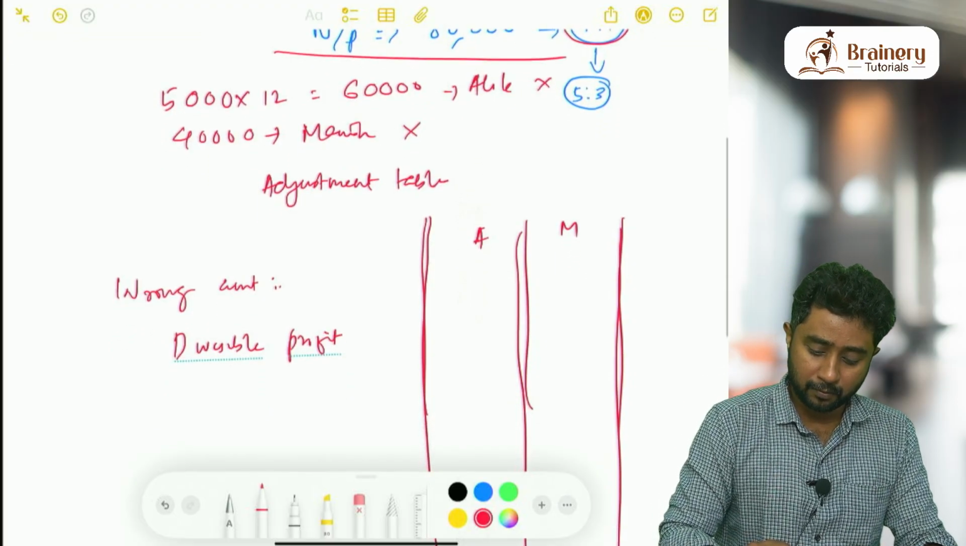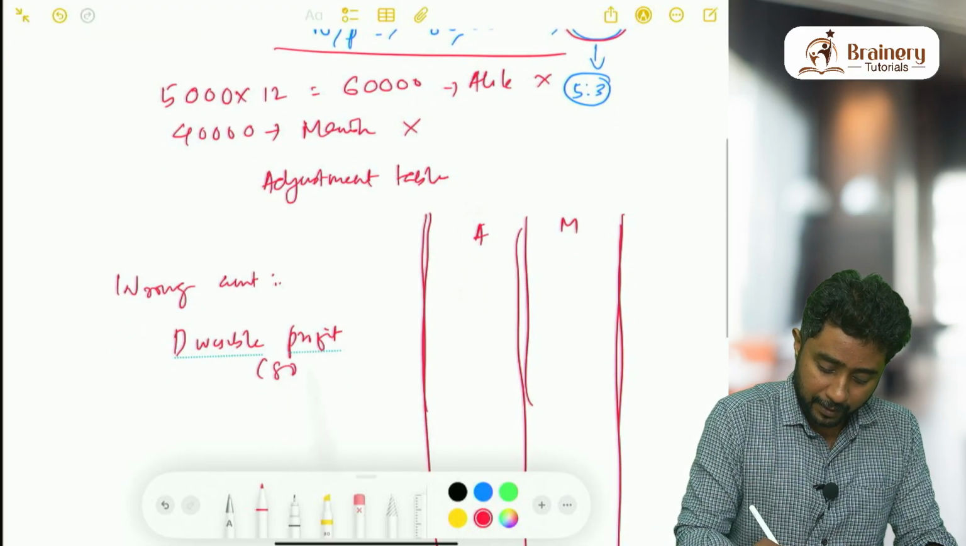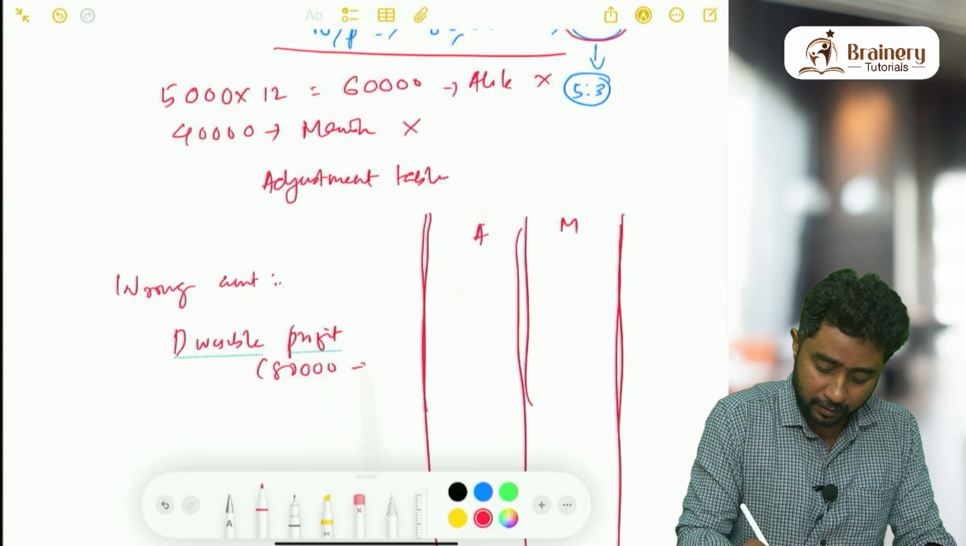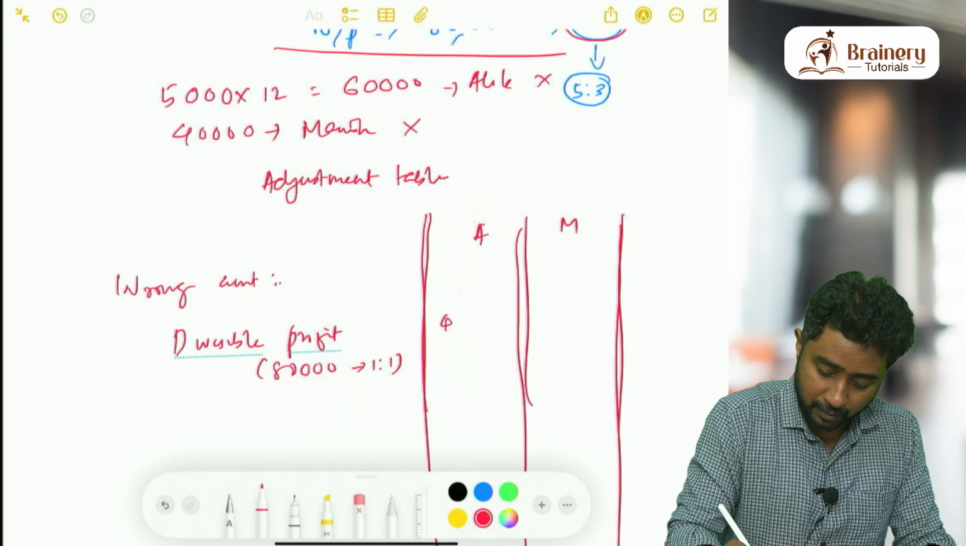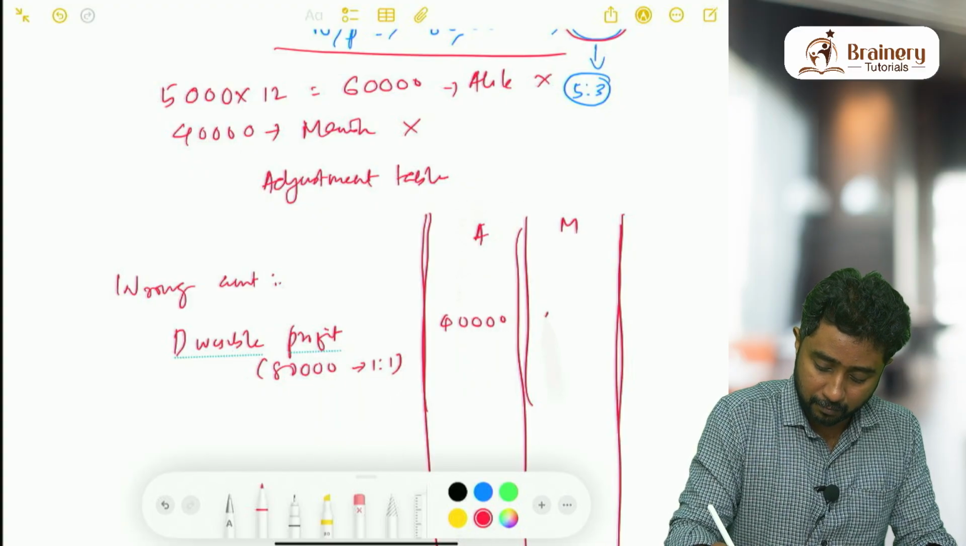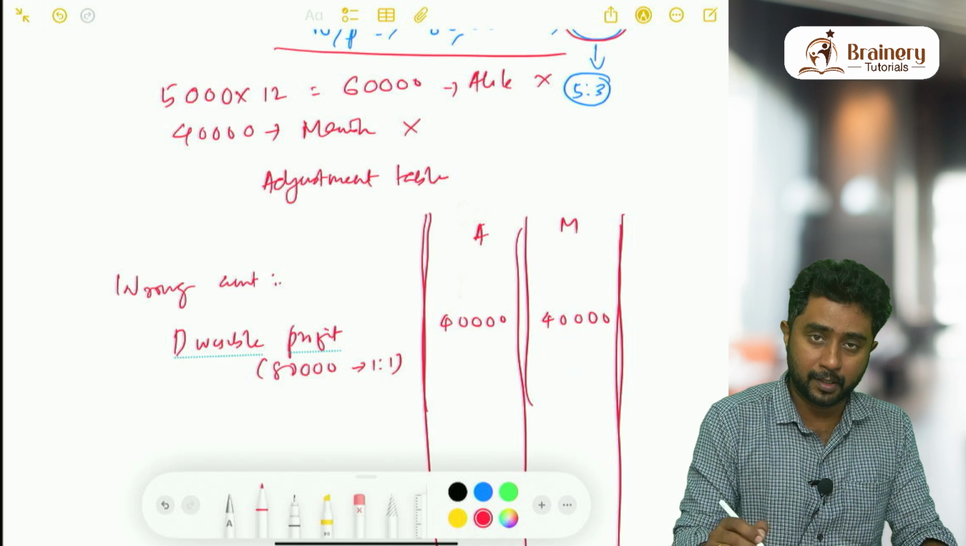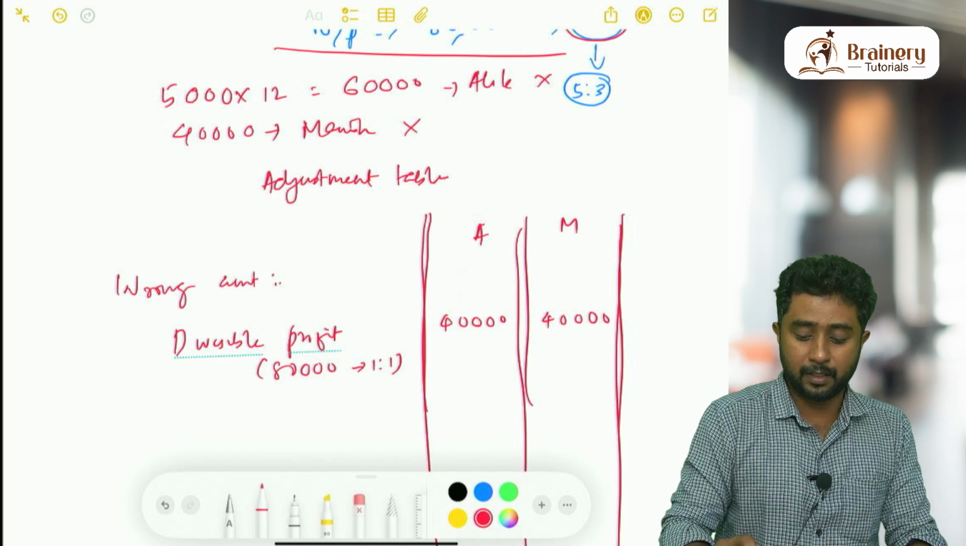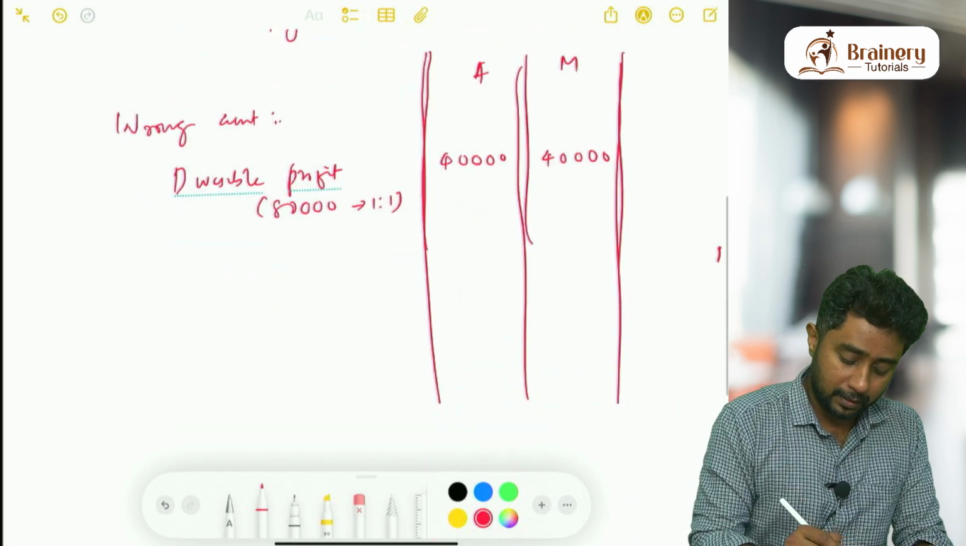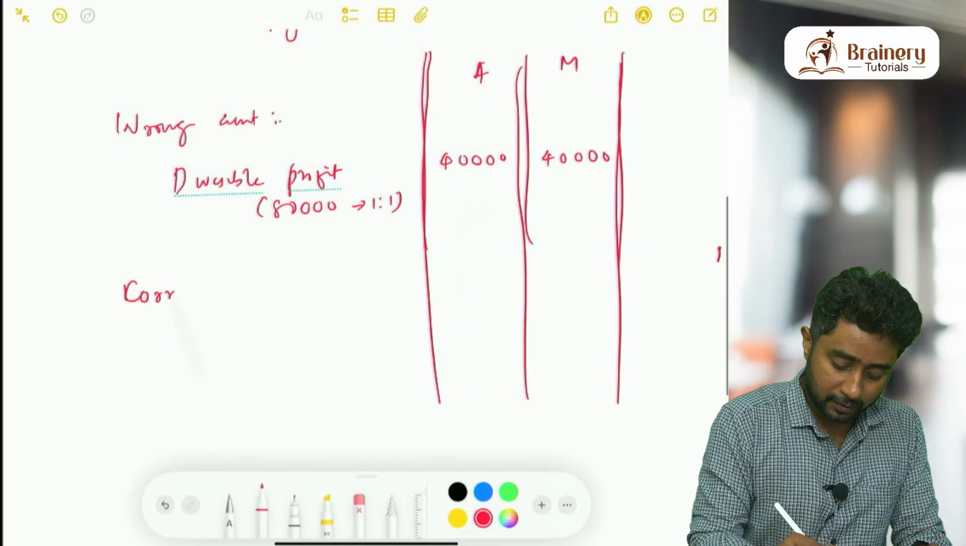So divisible profit of 80,000 we have split in the ratio of 1:1. That means Alok 40,000, Manish 40,000. Hope you are getting what we are writing here. First we are writing with the wrong amount, then next are the correct amounts.